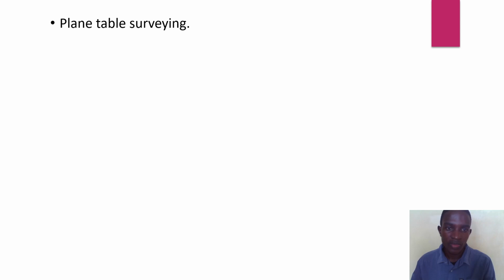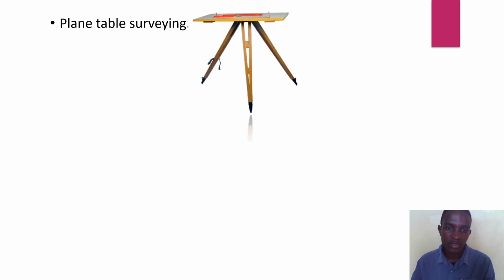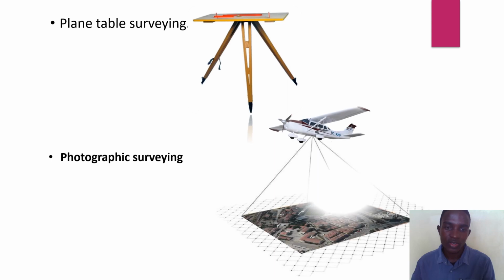We also have plane table surveying. This is surveying that is done with the aid of a plane table. We have photographic surveying, which is done with the aid of a plane hovering around the area in which the details are to be captured and a map is to be prepared.